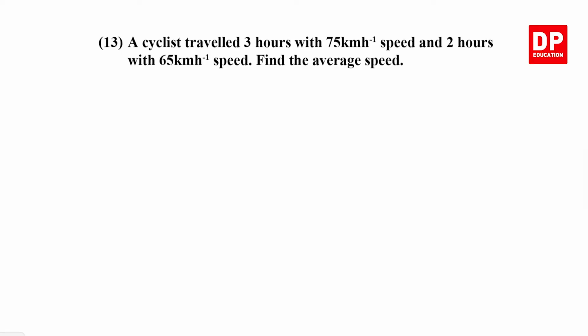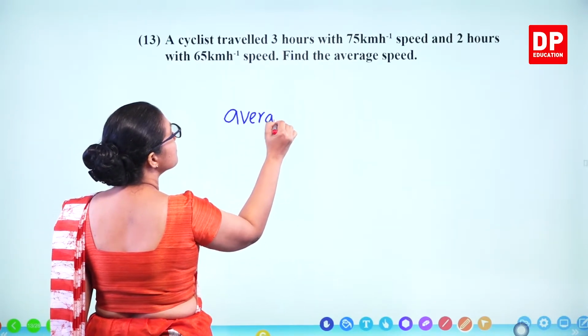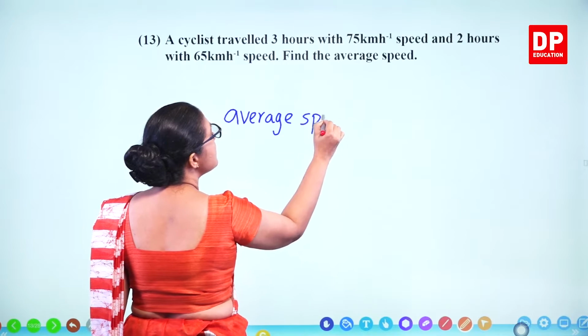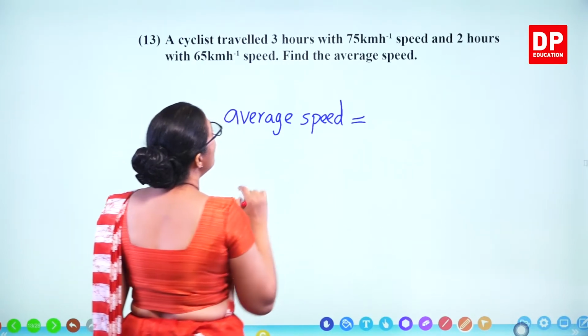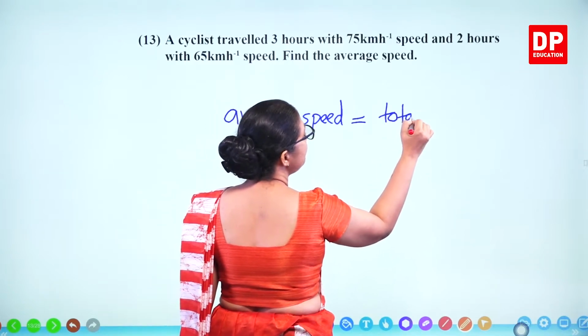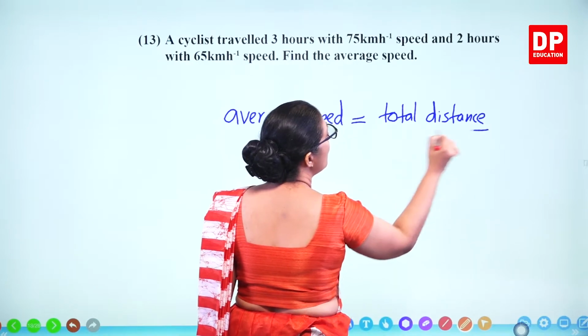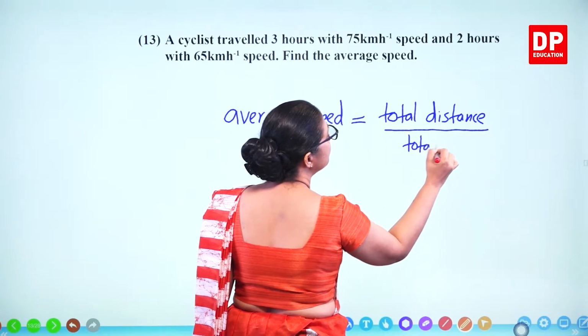Question number 13. A cyclist traveled 3 hours with 75 kilometers per hour speed and 2 hours with 65 kilometers per hour speed. Find the average speed. So how do you find the average speed? Average speed is equal to total distance traveled over the total time.